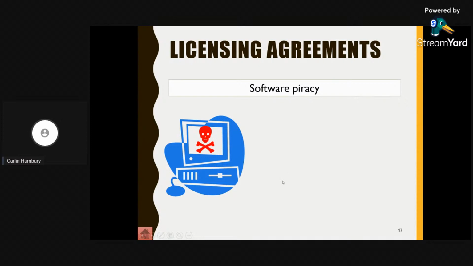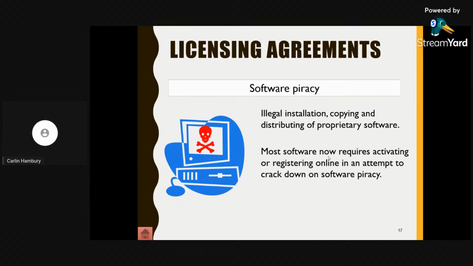Okay, then software piracy, something that is familiar to many of you. That is the illegal installation, copying, and distribution of proprietary software. Now, when we talk about proprietary software, what am I saying? Well, it's software that people pay for. So what you're doing is essentially, instead of paying for it, you'll go and download it somewhere, and then you'll actually copy that and give it to your friends and allow them to use it as well, when it's supposed to be a paid for piece of software.